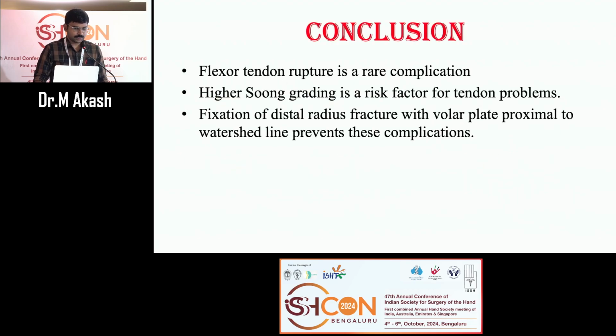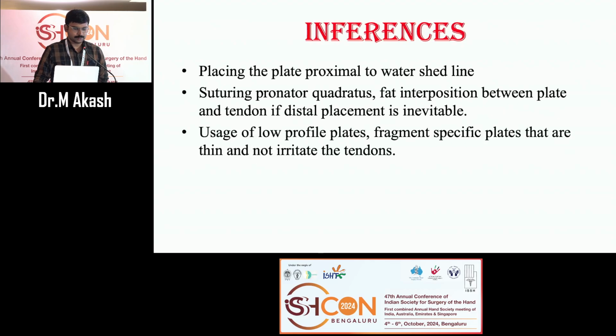So my conclusion is that flexor tendon rupture is actually a very rare complication, only 1%. But if you use the Sung grading to classify, you can predict it. Fixation of the distal radius proximal to the watershed line prevents these complications. So we have to place the plate proximal to the watershed line, and suturing of the pronator quadratus or fat interposition may help. Low profile plates and fragment specific plates can also be used, which will not irritate the tendons.